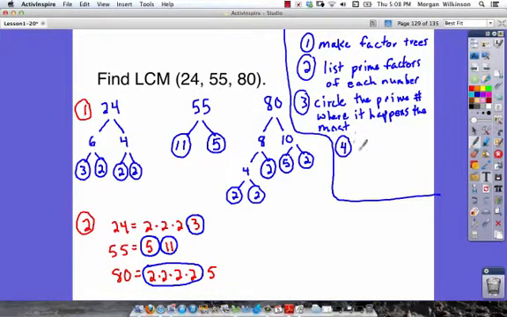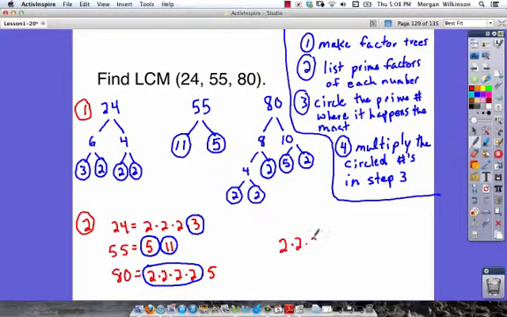Step 4, multiply the prime numbers you circled in step 3. Multiply the circled numbers in step 3. Let's go ahead and do that. We're going to say 2 times 2 times 2 times 2 times 3 times 5 times 11. And this is the least common multiple of 24, 55, and 80.